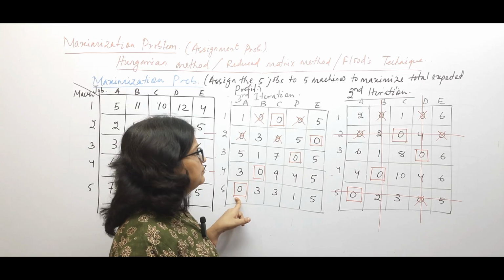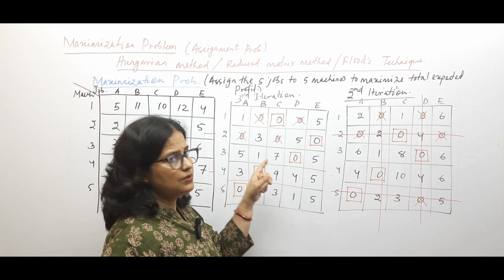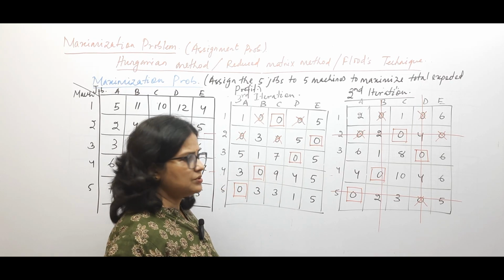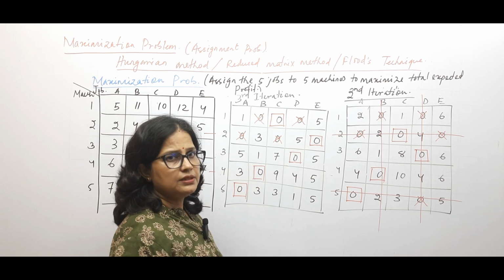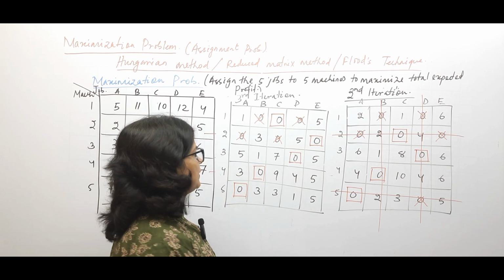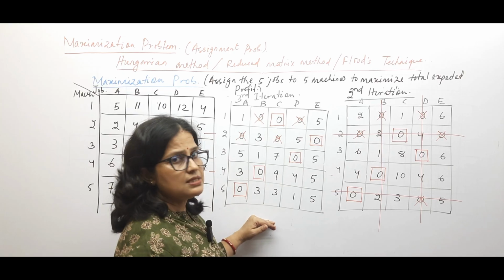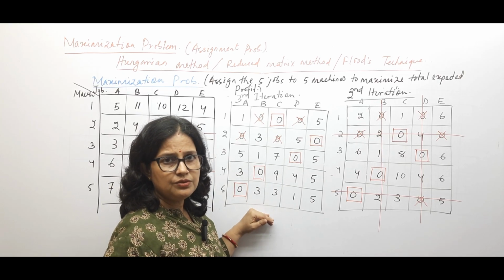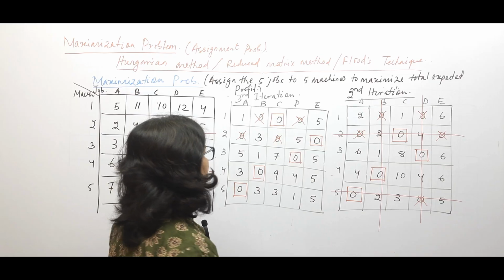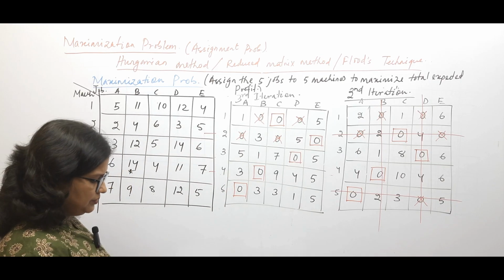So now our process is completed. So this one will be our optimal solution. Let us calculate the cost. Actually this is a maximization problem. So we need to calculate the profit here. So how are we going to do it? Go to the table.